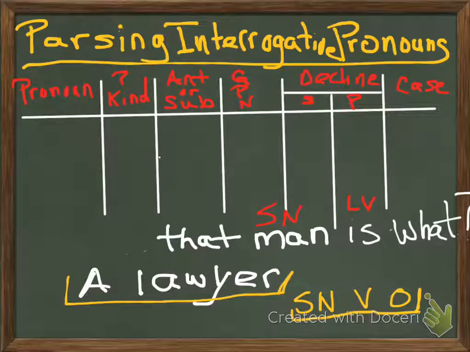Well, notice, remember, we were able to switch these. So what is really complimenting the man? So it is a predicate nominative. Which man? So remember, adjectives modify nouns, and they answer the questions what kind, which one, how many. Which man? That man. Okay, so now we're ready to decline our interrogative pronoun.